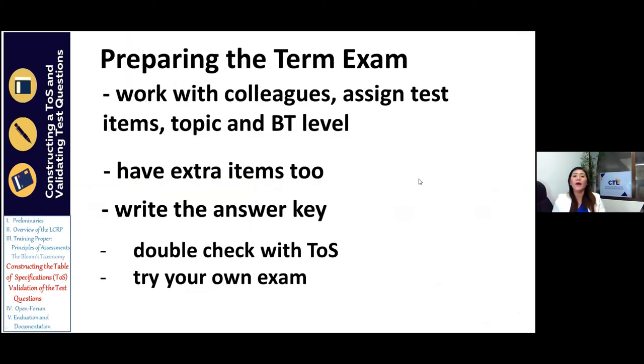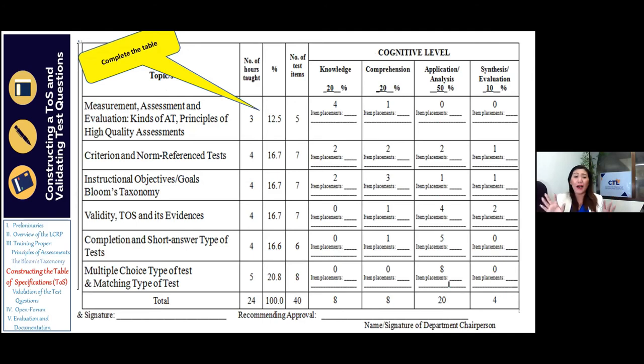So when we prepare the term exam, work with colleagues. Assign test items, topic and Bloom's taxonomy level. This is what I still remember when we were preparing for a test with the math department. I think Ma'am Roda was the department chair then, or our group mate. There were about 20 items. What we did was make this TOS, and then one person was in charge of comprehension, another of a topic.